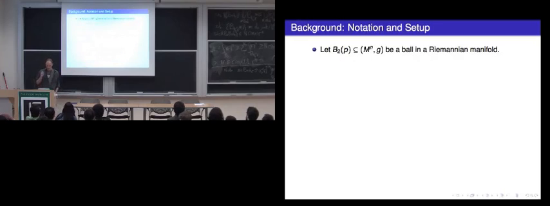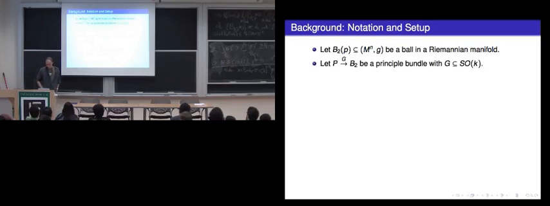Okay, background, notation. As always, we're talking about a ball in a Riemannian manifold, and as always, this is just Euclidean space, I don't care. For our discussions, we're always going to work on the trivial vector bundle over a ball.